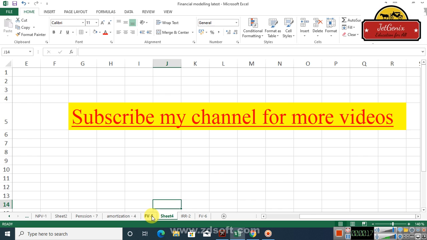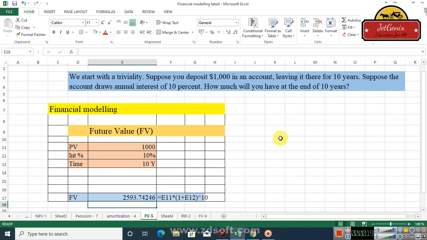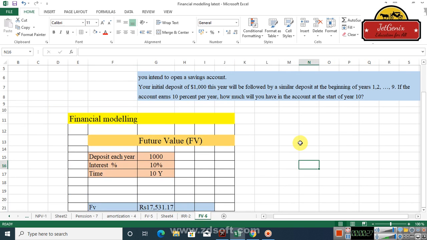Today we are going to discuss the future value again, but with a bit more complex problem. The problem I have written here, let's read it. For example, you intend to open a savings account. Your initial deposit of $1,000 this year will be followed by a similar deposit. Similar deposit means the same $1,000 at the beginning of year 1, 2, 3, and 9. So the total will be 10 years.